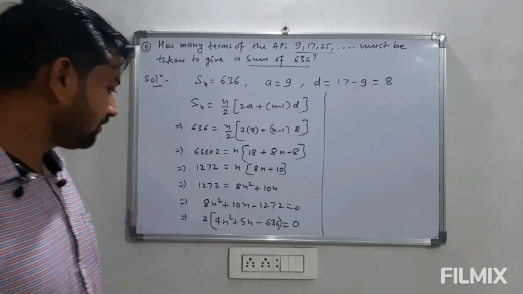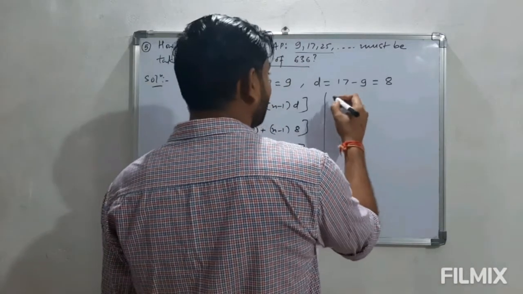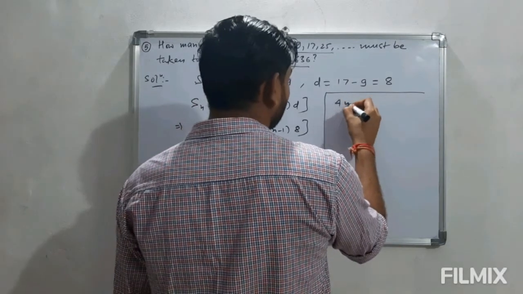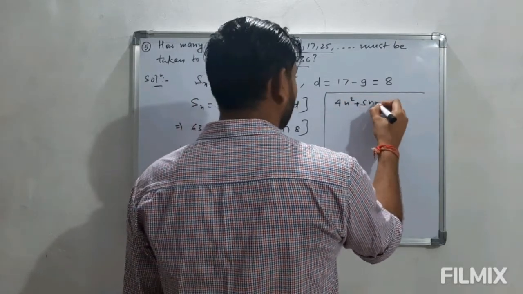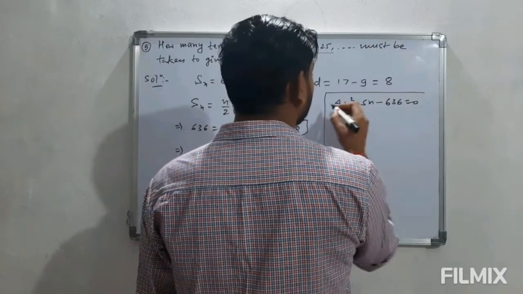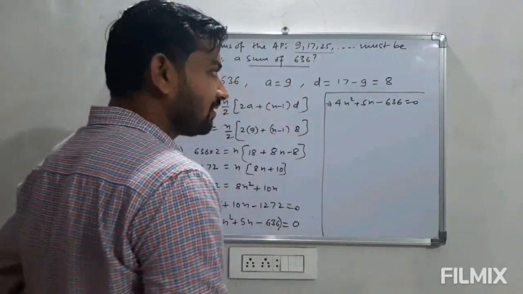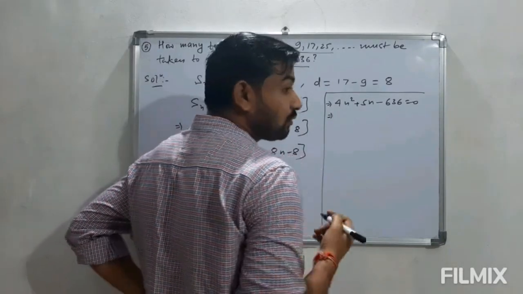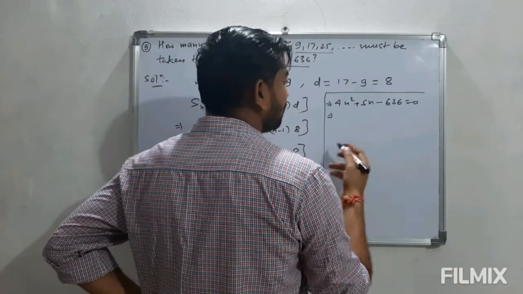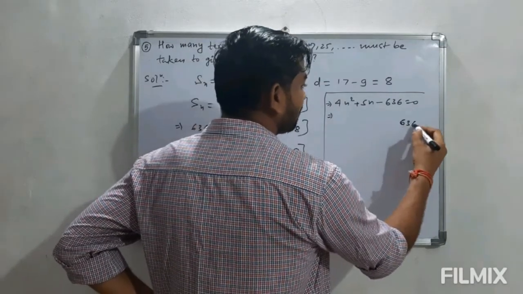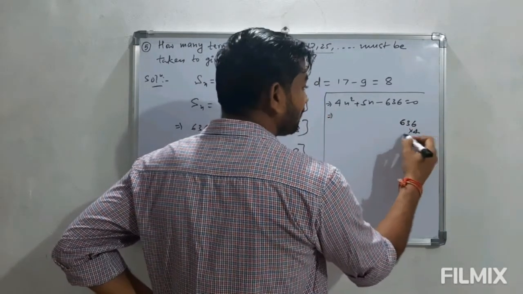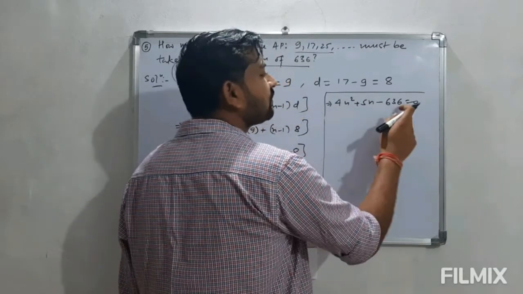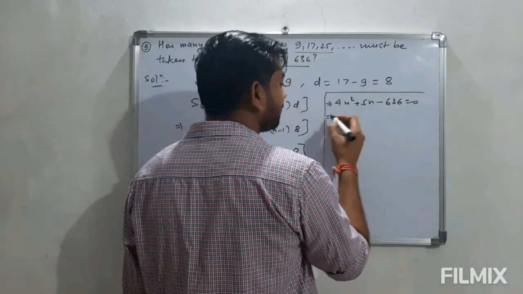Now we have to factorize this and get the value of n here. So from here we are getting a very simple equation, that is 4n square plus 5n minus 636 is equal to 0. Now we have to factorize this and get the factors here to get the value of n, that is the number of terms. So let us try to simplify this. We have to multiply with 4. So what will we be getting? We will be multiplying 4 with 636 and we will be getting some factors.